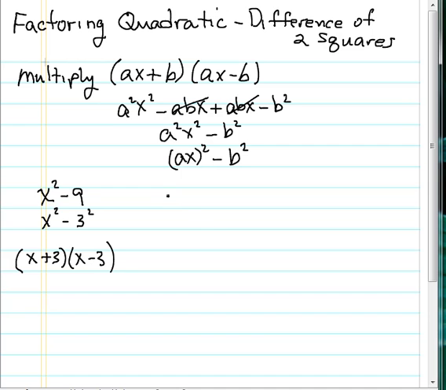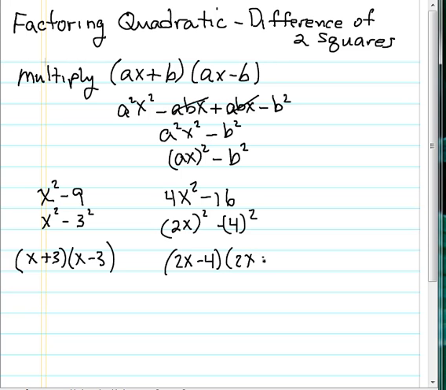Okay, let's look at another example. Let's assume we had 4x squared minus 16. In this case, this is 2x squared minus 4 squared. So now we can factor that into 2x minus 4 times 2x plus 4.